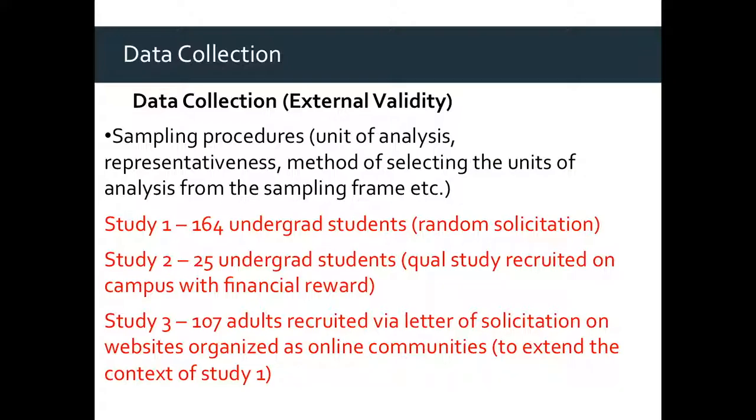So you can see that study 3 set out to say, okay, this happens with undergraduate students in study 1, which had its limitations, and therefore we're going to conduct another study to show whether this works in a different population and a different sample.